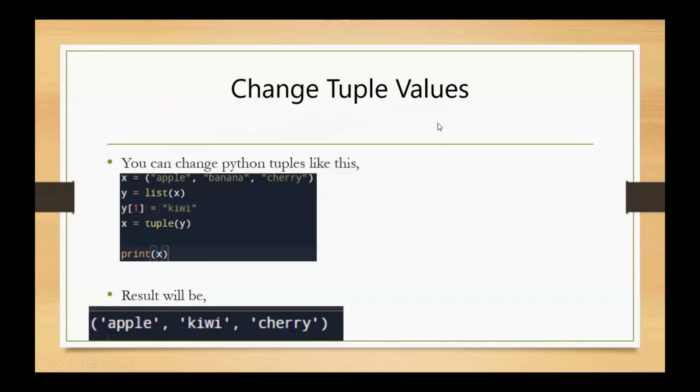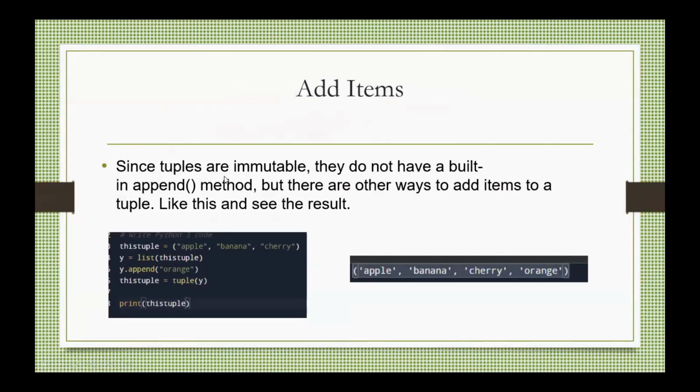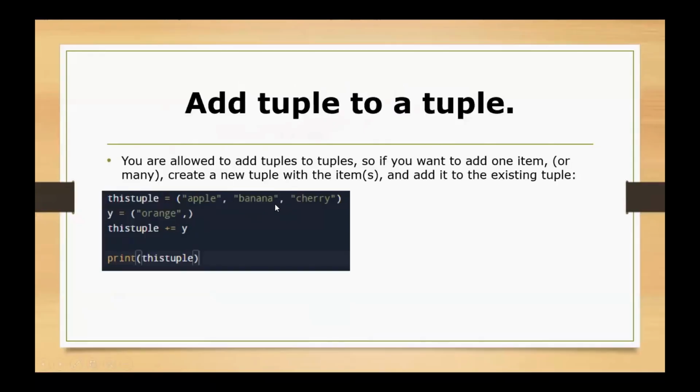Change tuple values, which I've done. So we can change Python tuples like this. If we try to manually change them, like remove this banana and put in this kiwi, then it won't work. I'm just taking kiwi. It won't work like this because it will give you a syntax error.